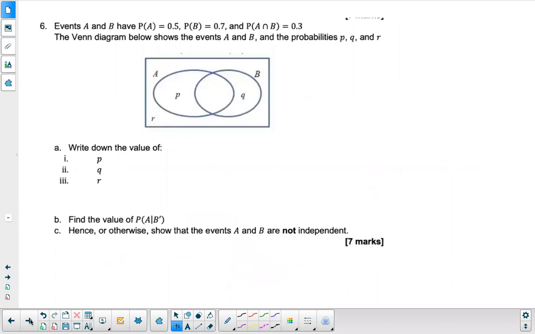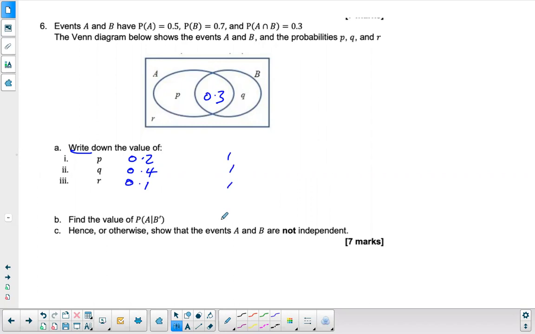Question 6, Venn diagram, very straightforward. Write down, so you can just write these answers down, no calculation needed. PA is 0.5, intersection is 0.3, so P must be equal to 0.2, they must sum to 0.5. Similarly, these sum to 0.7, so Q must be 0.4, and R must be whatever is not in both of these two, so R must be 0.1. 1 mark for each.